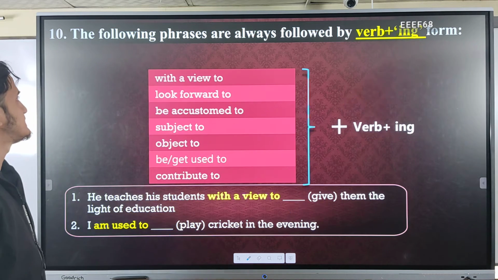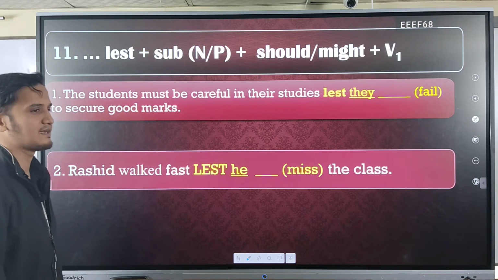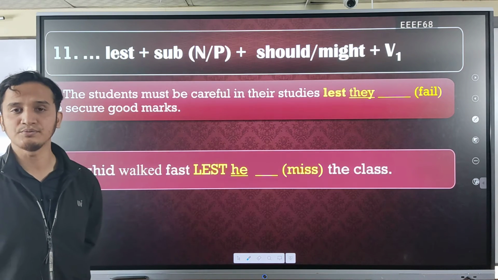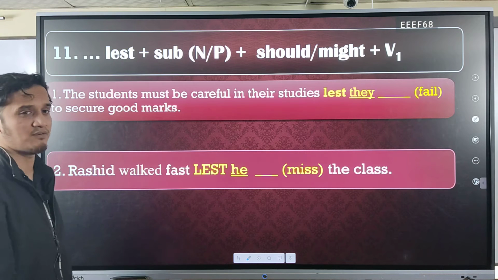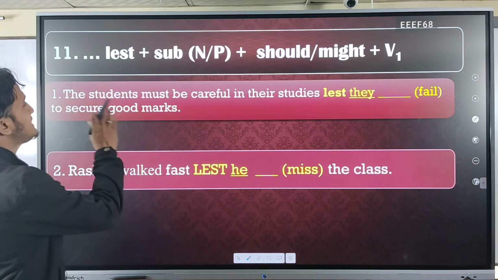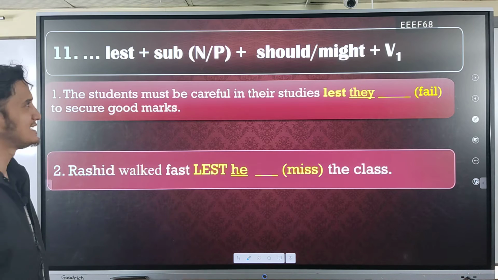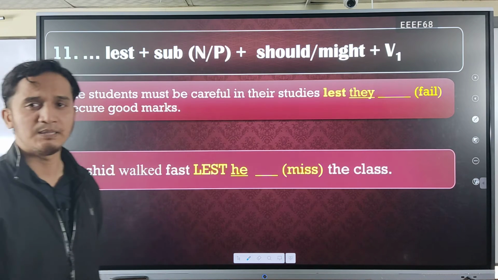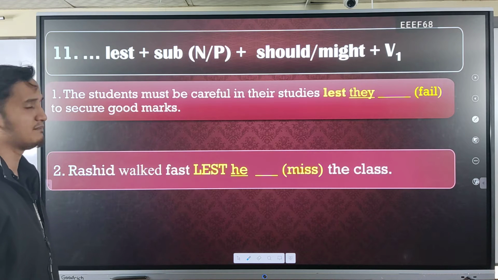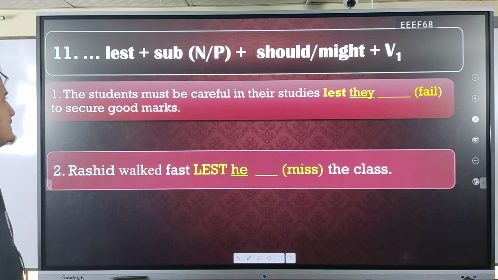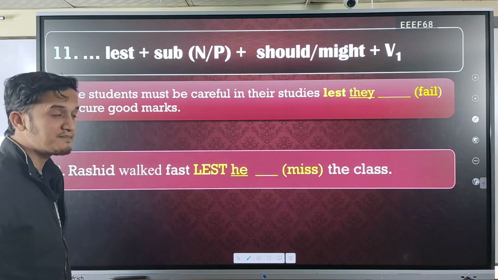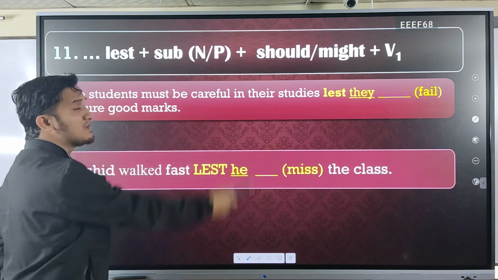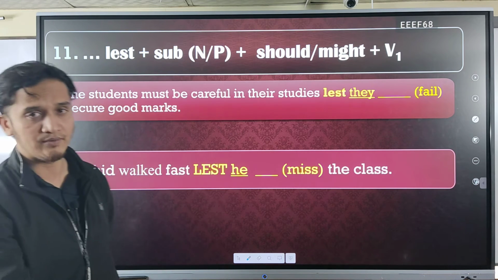Then there is another technique that you can follow whenever you are asked to detect problems and write the correct form of the verb. Whenever you see the word lest, the following forms can be remembered by you. You can try to memorize them. There is lest, and the subject can be noun or the subject can be pronoun.